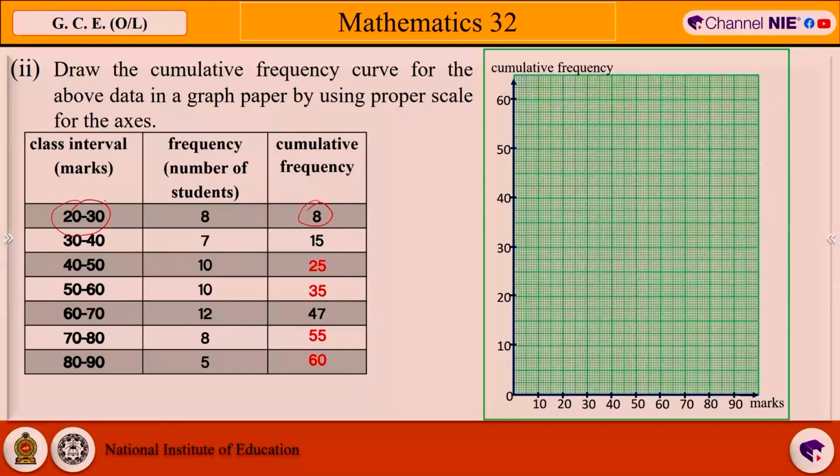Now, in the class interval you have 2 values, which value we take to represent or to mark the cumulative frequency. Now, in the first class interval you have 20 and 30 as the boundaries. 20 is the lower boundary and 30 is the upper boundary. In this case, we mark cumulative frequency 8 to the upper boundary. Always we mark the cumulative frequency for the upper boundary.